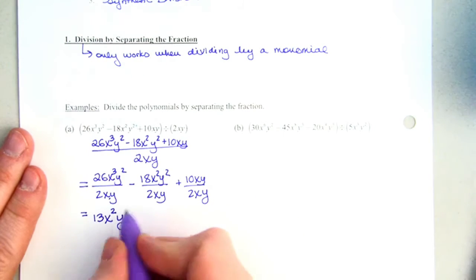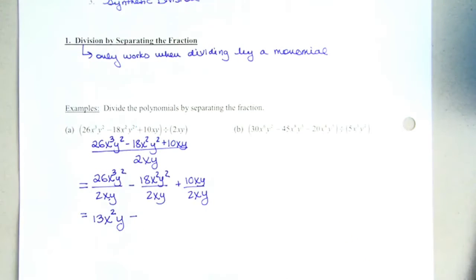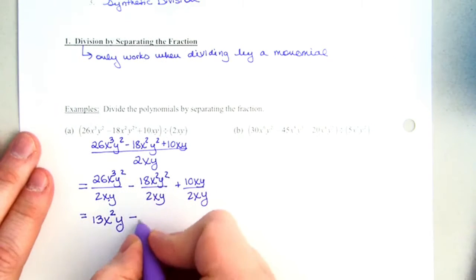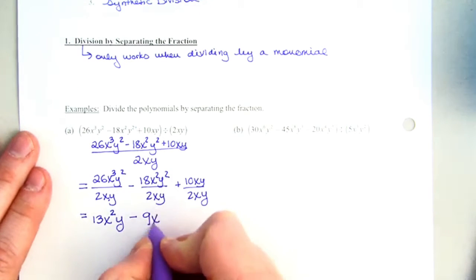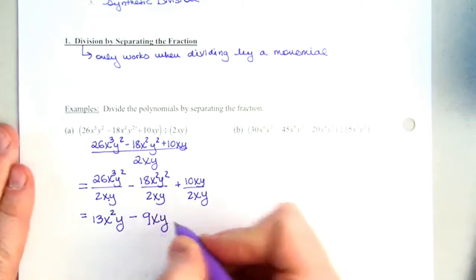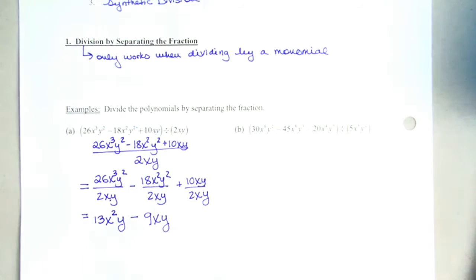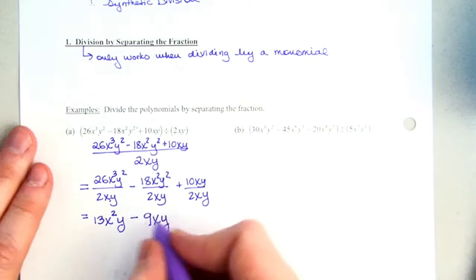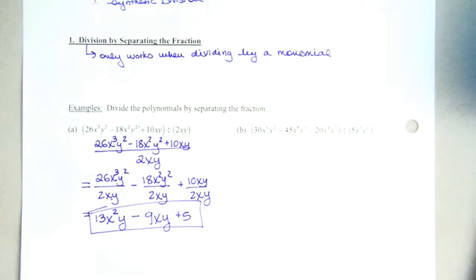I bet you can do the other two pieces. What's that second piece going to give you? 18 divided by 2 is 9. X squared divided by x is x. Y squared divided by y is y. What about the last piece? What's that going to give you? I think that should just be plus 5. And that's my final answer.